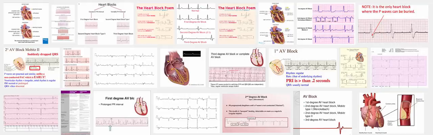So going back, what is the pathophysiology of this condition? Second degree AV block type 1 occurs secondary to impaired conduction at the level of the AV node, such that atrial impulses fail to reach the ventricles.